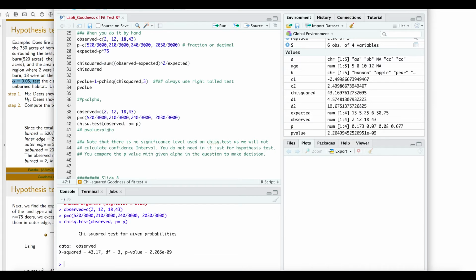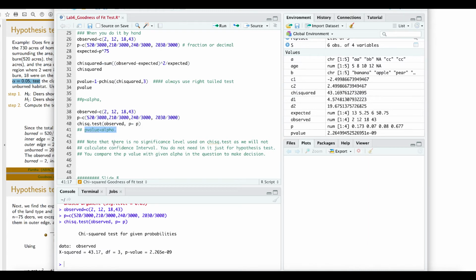If your alpha is bigger than the p-value, or if the p-value is less than the alpha, you always reject. It does not matter what value alpha is. If this p-value is less than whatever alpha is given, then we reject all the time. So actually you don't need to enter that thing here, okay? Because you just need the p-value. You just calculate the p-value without the significance level or confidence level there, okay? That's what the note is.